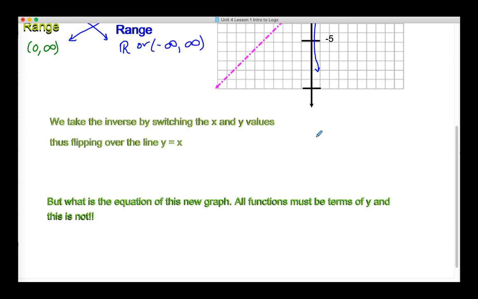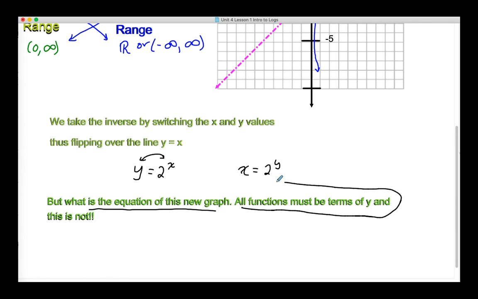So remember, we take the inverse by switching the x and y values, thus flipping over the line y equals x. If I was going to write this as an equation, that's going to look weird, because originally we had y equals 2 to the x. We're going to flip x and y, because that's what we do when we take inverses. So x equals 2 to the y. That was easy, but what's the equation? All functions have to be solved in terms of y, because y is the output. We always want to see the output that we get depending on the input. And that is where you're going to learn your new operation.